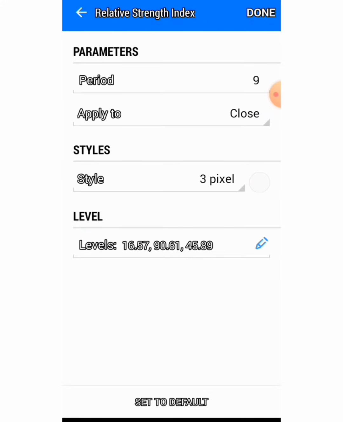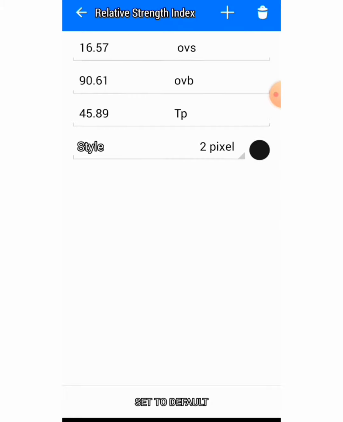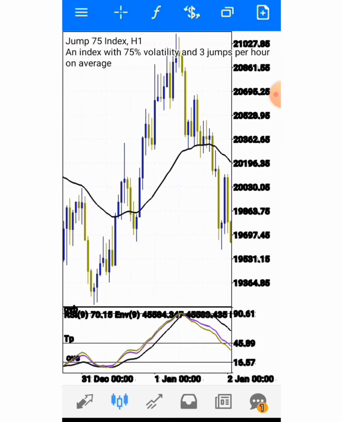Then the relative strength index. If you have watched my previous video, it is the same thing as this one, but let me show you the parameters. Period 9, apply to close, 3 pixel, color of your background, levels 60.59 oversold, 90.61 overbought, 45.9 TP level. This thing is very essential. Try to take your TP. Don't be greedy, traders. Don't mind me while I'm doing that side, but try to take your TP. Then 2 pixel black color, then go back and click done.